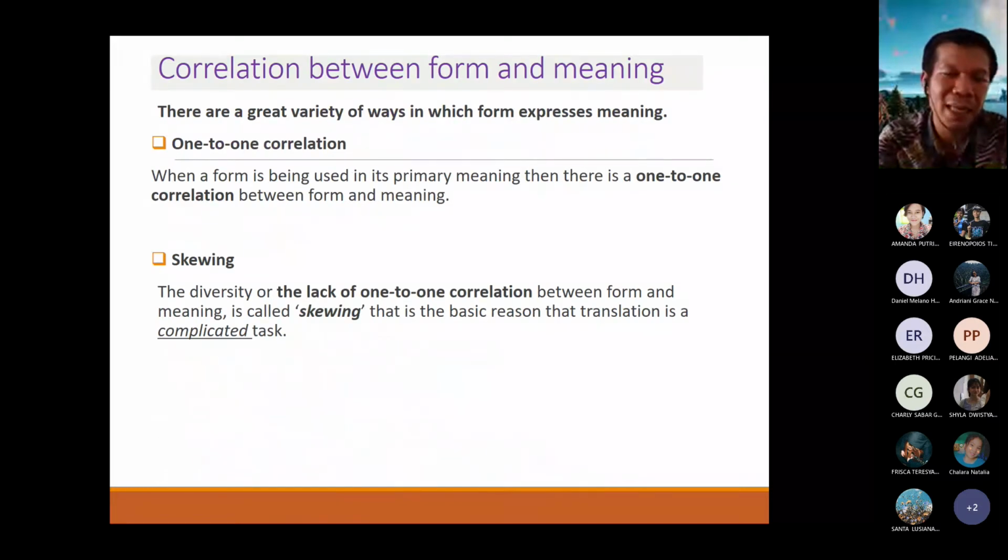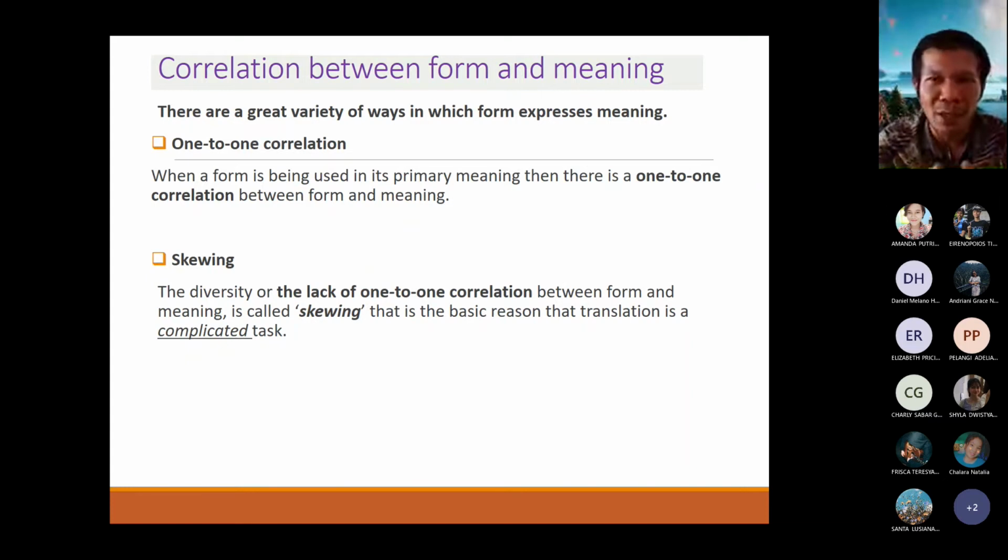Okay, correlation between form and meaning. An easy translation is when the word has a one-to-one correlation, meaning that the word has an equivalent word in the target language. But if the word doesn't have an equivalent word in the target language, that's called skewing. Skewing means it doesn't have a one-to-one correlation. For example, cultural words. If we translate pizza into bahasa Indonesia, we don't have any equivalent word for pizza. If an English speaker translates, for example, gapura or gazebo into English, they don't have any equivalent word. So that's called skewing, when a word doesn't have a one-to-one correlation in the target language.